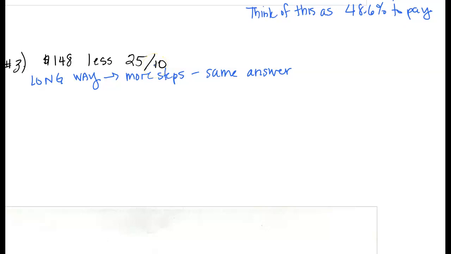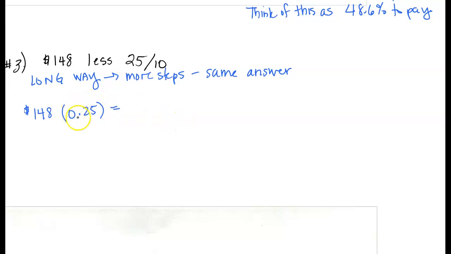Maybe it's family and friends weekend, or sometimes when you go to the register, they say, if you sign up for our credit card, then you get an extra 10%. So it is fairly common to get multiple discounts. Okay? So I'm going to first work with that first discount. So the long way is going to say, well, let's find that discount. What is 25% of $148?